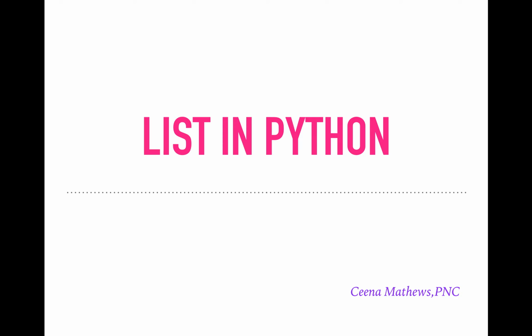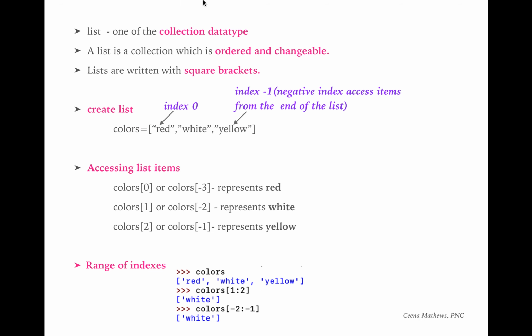In this video, I'll discuss the list in Python. In my previous video, that is data types in Python, I have discussed the list briefly. This is the URL for that video link. A list is one of the collection data types, and it is a collection which is ordered and changeable. Lists are written with square brackets, and this is how you can create a list.